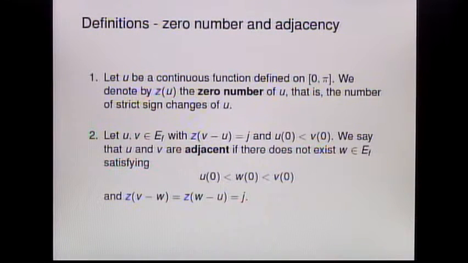And we have this other definition. If U and V are equilibrium points of our equation, they could be bounded equilibria or equilibria at infinity, with the zero number of their difference given by some integer j, and U of 0 less than V of 0, then we say that these equilibrium points are adjacent if there does not exist any other equilibrium point W such that these two conditions here are satisfied.